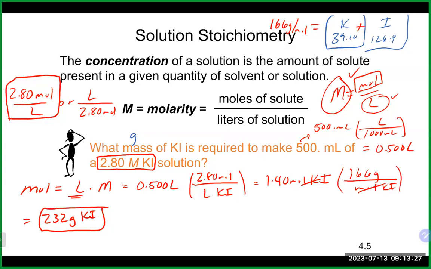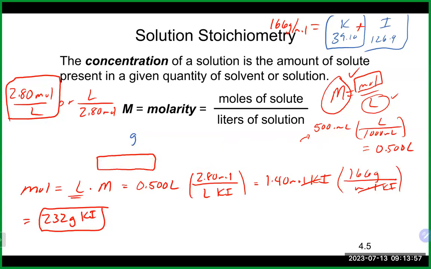Yep. Other questions? So what this number really does represent is if I wanted to make the solution, I should measure out 232 grams of the KI, right? Dissolve it in enough water to make a total volume of 500 milliliters. Give it a mix, and you will get it all to dissolve, and then you should have a solution that has a molarity of 2.8 molar in that case. Any questions on that there?